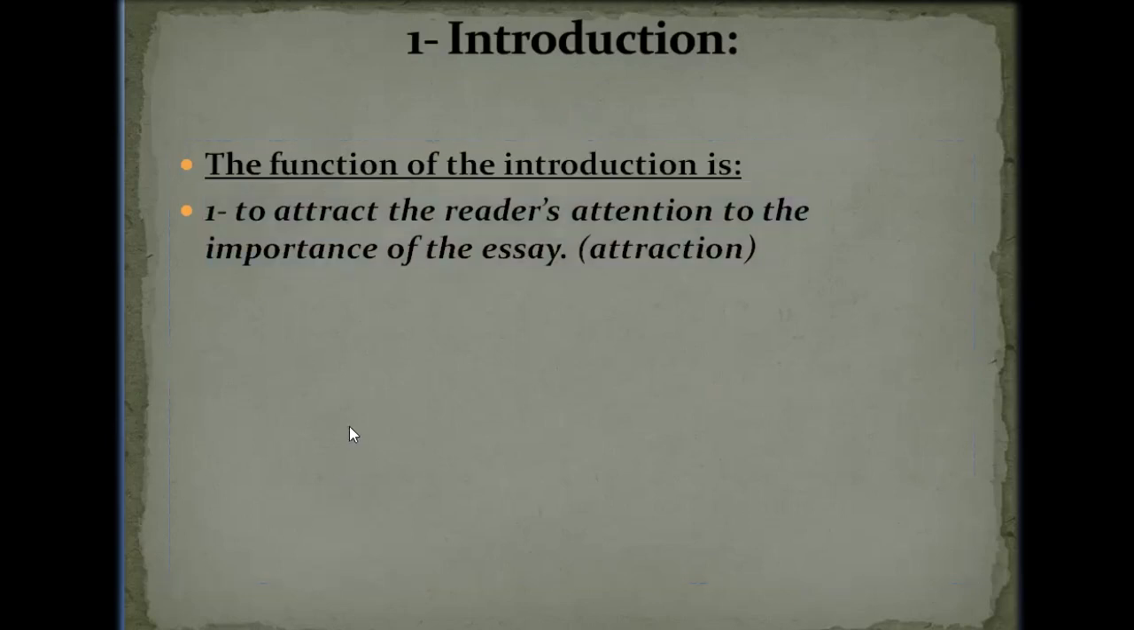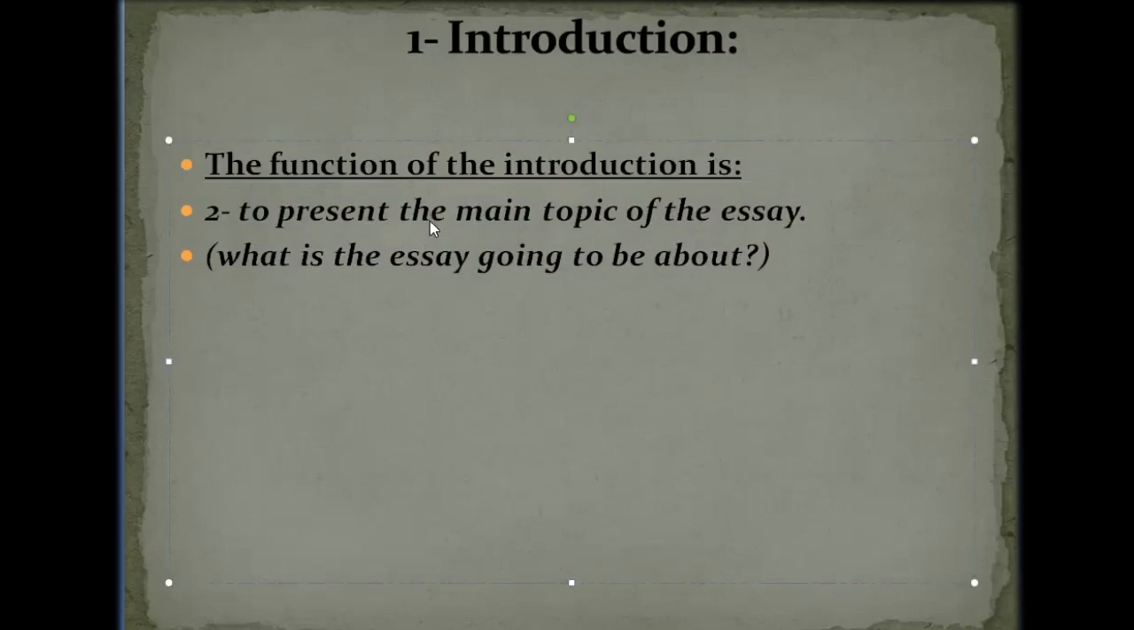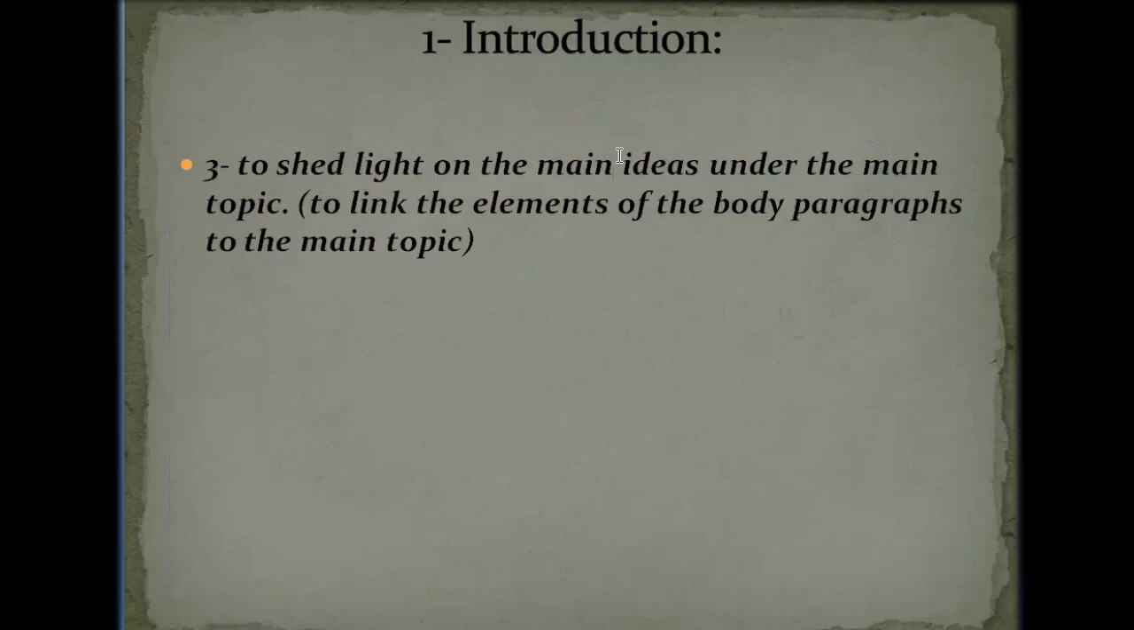Okay. Now, the next thing that you're trying to do is to present the main topic of the essay. So after I finish attracting the reader, what I am trying to do is to tell the reader what the essay is going to be about. For example, maybe you are writing an essay about education in Egypt. This is the main topic. And then after that, what do you do? After that, you shed light on the main ideas under the main topic. Then again, if I'm writing an essay about education in Egypt, perhaps my essay is discussing the reasons why education in Egypt is not in such a good condition.